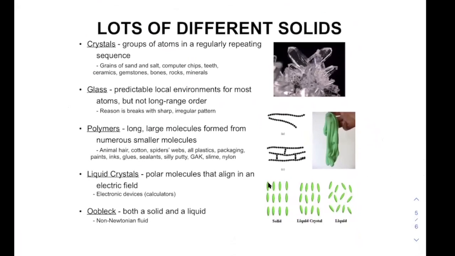I just want to draw your attention to a couple different types of solids that we have. We have crystals and we have glass and we have polymers and liquid crystals and oobleck. So these are all where the molecules are packed very, very tight together. Here's a quick schematic showing you the difference between a solid, a liquid crystal, and a liquid. And it's all about the order in that case.